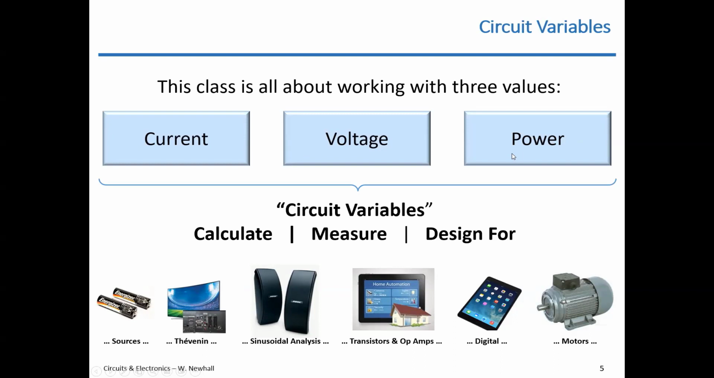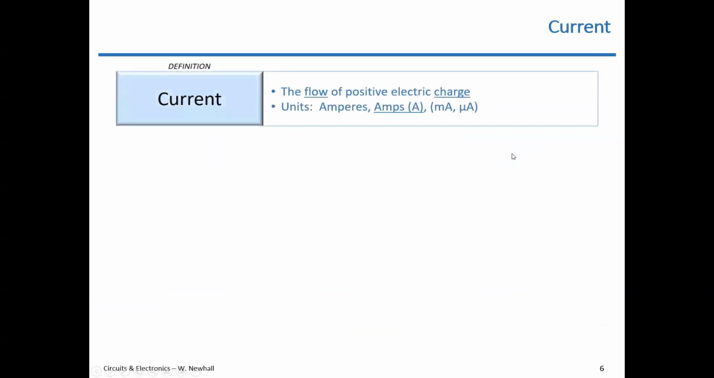So let's start talking about current. This is the first circuit variable we're going to talk about. So current is the flow of positive electric charge. The units of current are amps. So I will always say amps or milliamps or microamps. The real unit is amperes.